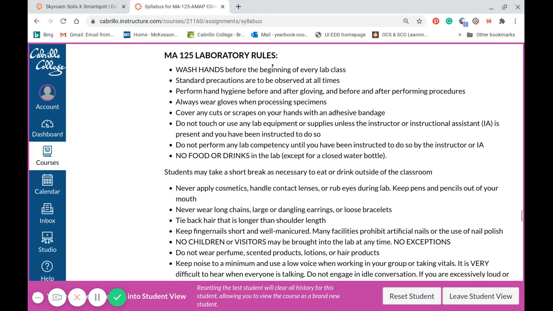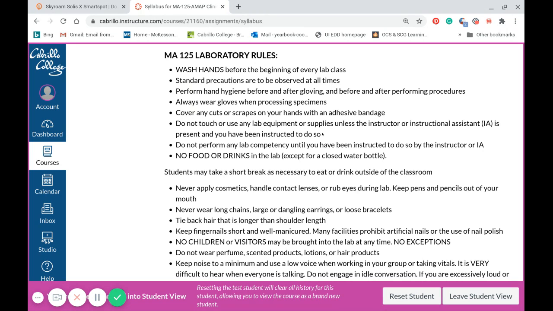Okay, our lab rules are that we wash our hands before beginning every lab class. We're going to observe standard precautions, which we'll learn about soon. We're going to perform hand hygiene before and after gloving and before and after performing procedures. We're always going to wear gloves when processing specimens. Make sure we cover any open wounds, cuts, scrapes, even hangnails on our hands with bandages before gloving. Okay, we're not going to touch or use any lab equipment until we've been given proper instruction on using it.